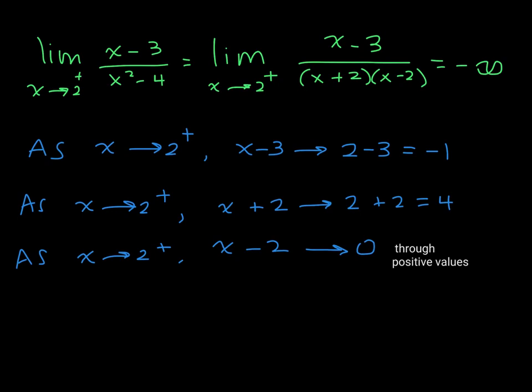When you have a fraction and the numerator is a constant and the denominator keeps getting smaller and smaller, then the ratio is approaching infinity. In this case, it's negative infinity because the numerator is approaching a negative value while the denominator is going through positive values.